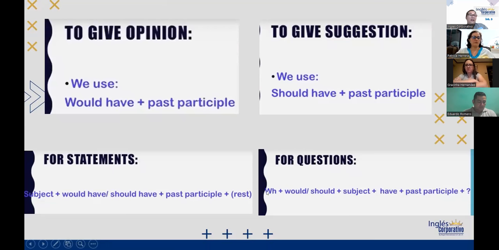And for questions, we have the WH word, what, where, why, how, who, would and should, plus the subject, plus have, and the past participle, okay? These are the structures. Of course, in questions, it's not very common that you use wouldn't and shouldn't in negative, right? But in the statements, if the statement is a negative statement, then definitely you have to use wouldn't or shouldn't. Yes? Any question? So far, so good? Are we good? Are we okay?